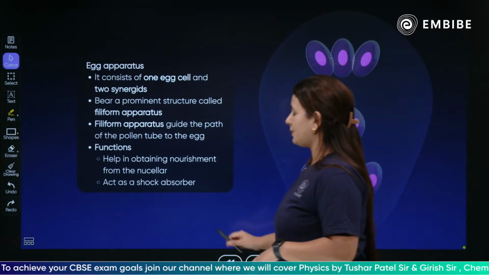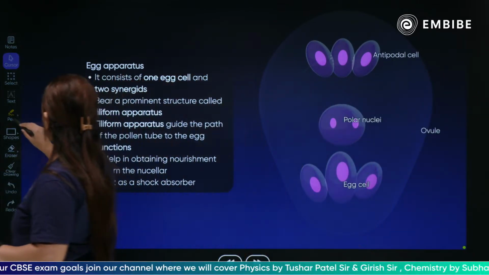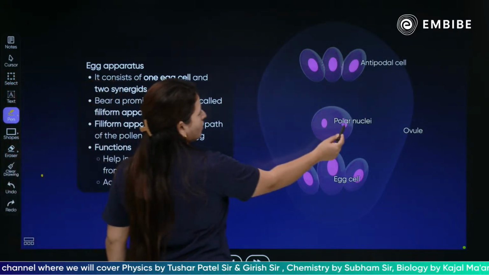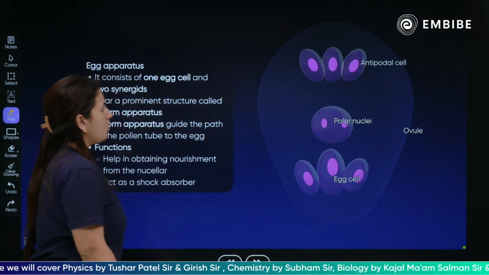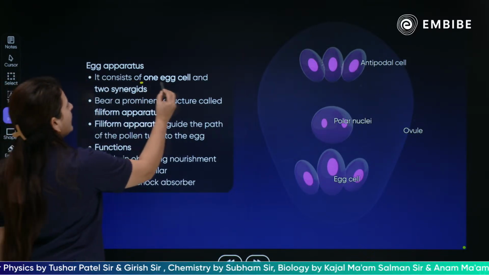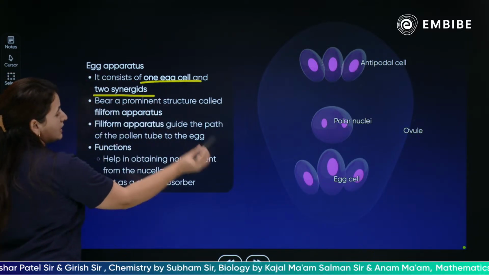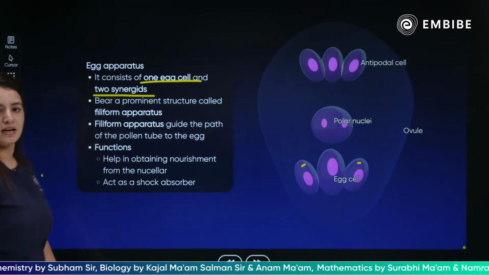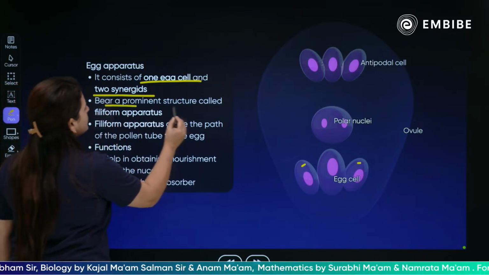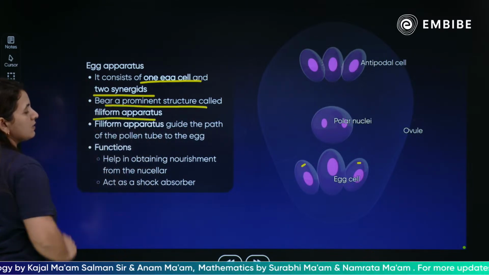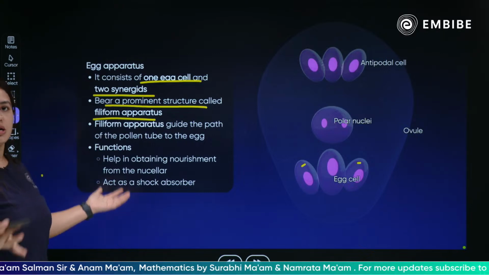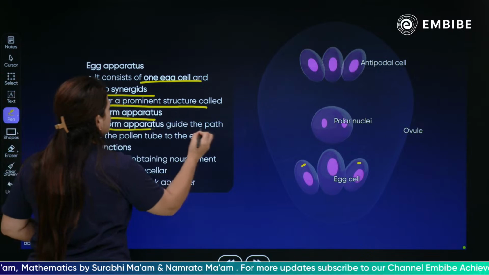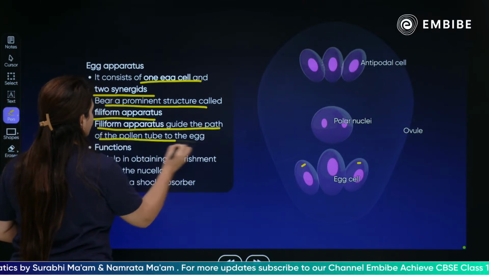Next we have the egg apparatus. What is an egg apparatus? Okay children, it consists of 1 egg cell and 2 synergids. These 1 egg cell and 2 synergid cells, which we have already discussed, bear a prominent structure called the filiform apparatus. What does the filiform apparatus do? Just now we discussed it. The filiform apparatus guides the path of the pollen tube to the egg.